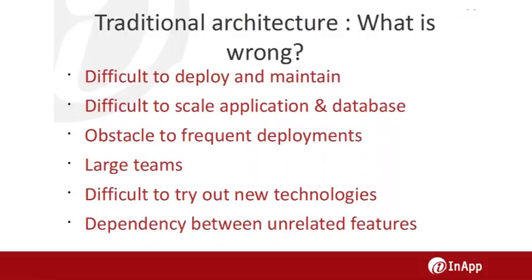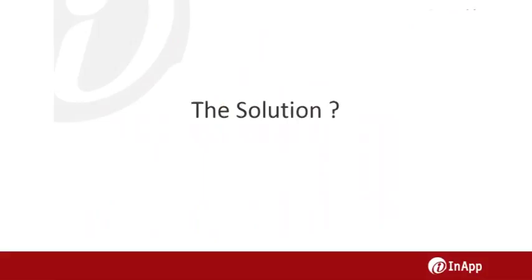Making changes becomes very difficult. And sometimes you end up having dependencies between unrelated features of your application. For example, a user management service and an inventory management service are totally unrelated, but they end up being inside the same large container. I'm talking about an ERP type of application. So that's what is basically wrong with very large monolithic applications. So what is the solution?